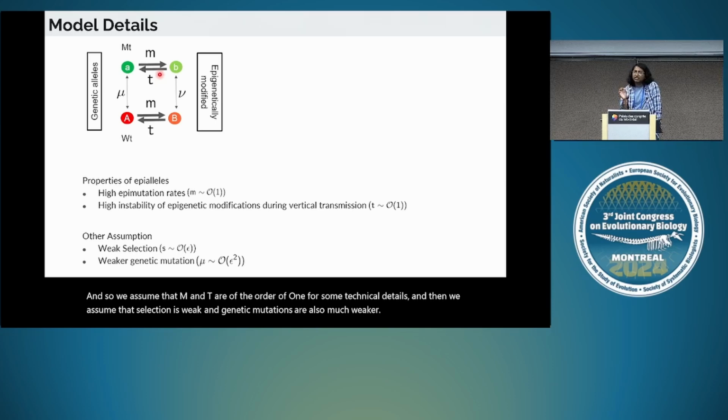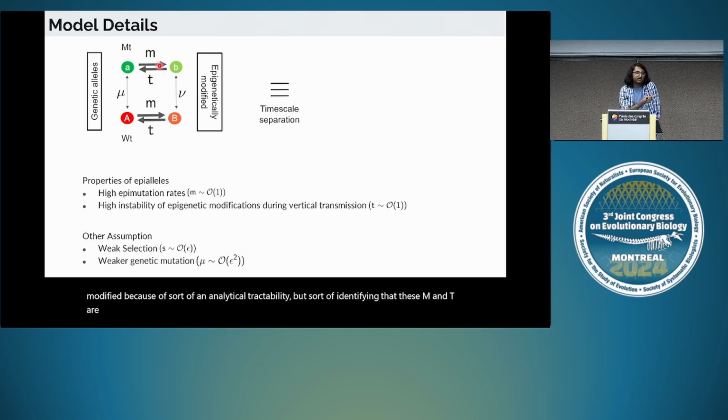So I'll just give a little bit of the model detail here, because a lot of the work previously has been limited to versions where only one of the genetic alleles can be modified, because of analytical tractability. But identifying that these M and T are happening at much faster timescales than the genetic mutations and selections allows us to simplify the model.